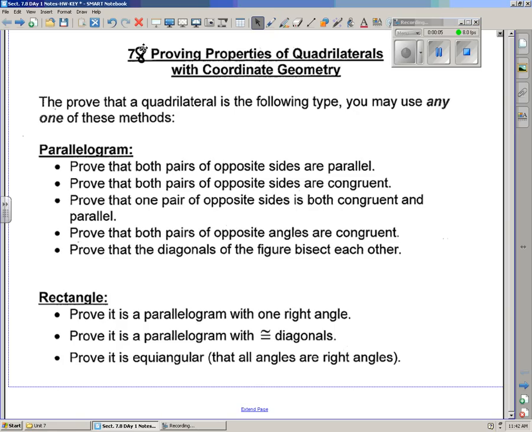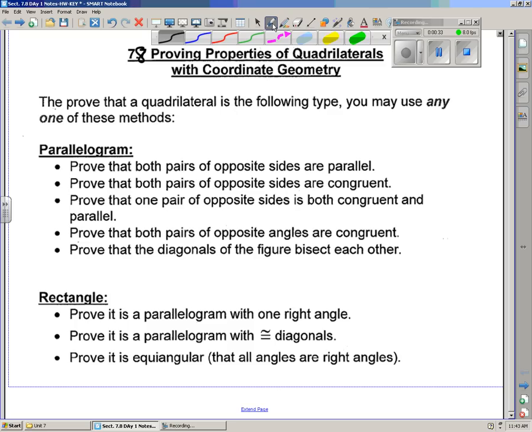All right. And so what we're going to do now is we're going to prove properties of quadrilaterals using coordinate geometry. And this is all a review of what you know makes a parallelogram or a rectangle, et cetera. But what we have done is we've used those formulas, slope, distance, and midpoint, to figure out something about all of these sides. And so the idea is, in a parallelogram, you've got 5 different ways to prove it a parallelogram. One way is to get opposite sides parallel.